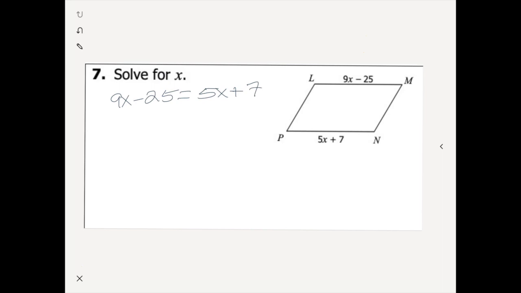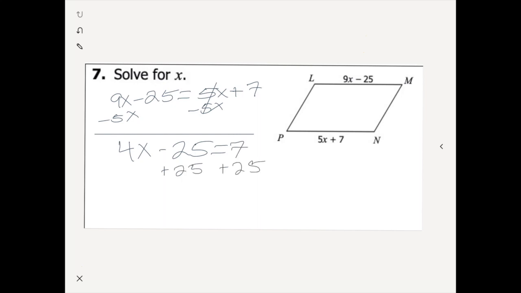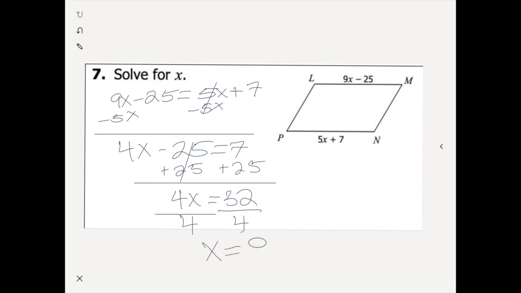So now we can move this 5x over, subtract 5x, and we're going to get 4x minus 25 is equal to 7. If we add 25 to both sides, we'll have 4x is equal to 32. Divide by 4, and we get x is equal to 8. Let's try another example.